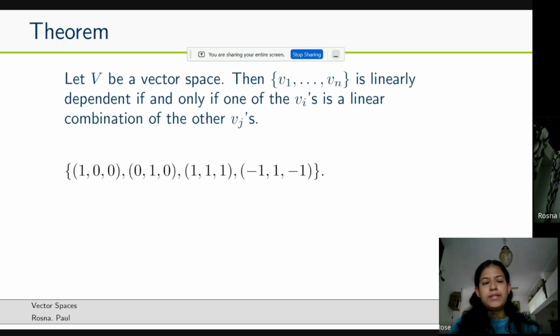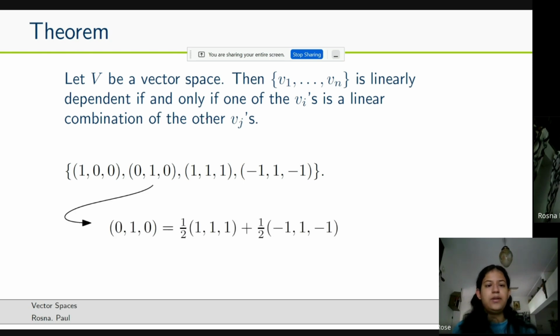For example, in our previous case, we have seen that this set is not a linearly independent set, which is a dependent set, which means that one of these elements can be written as a linear combination of the others. So let's check which one. For example, if you take this 0, 1, 0, then it can be written as a linear combination of 1, 1, 1 and minus 1, 1, minus 1 in this way. So one can be written as a linear combination of the others. So that's why this set becomes linearly dependent.